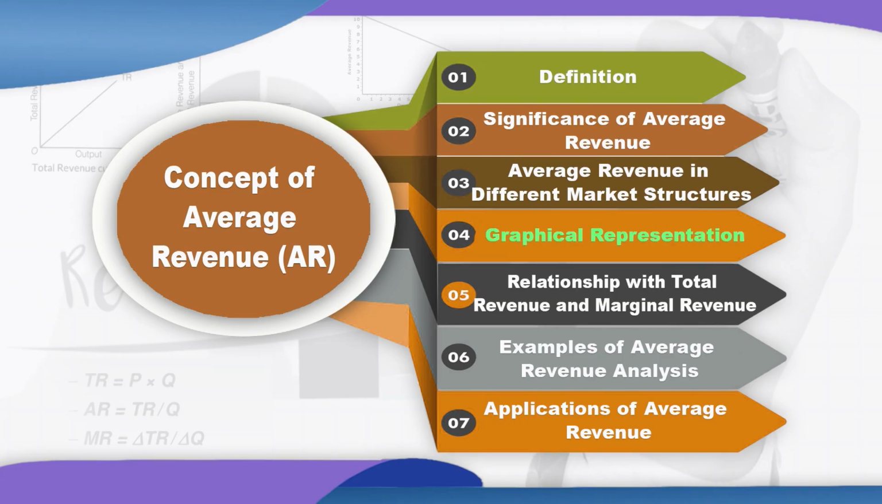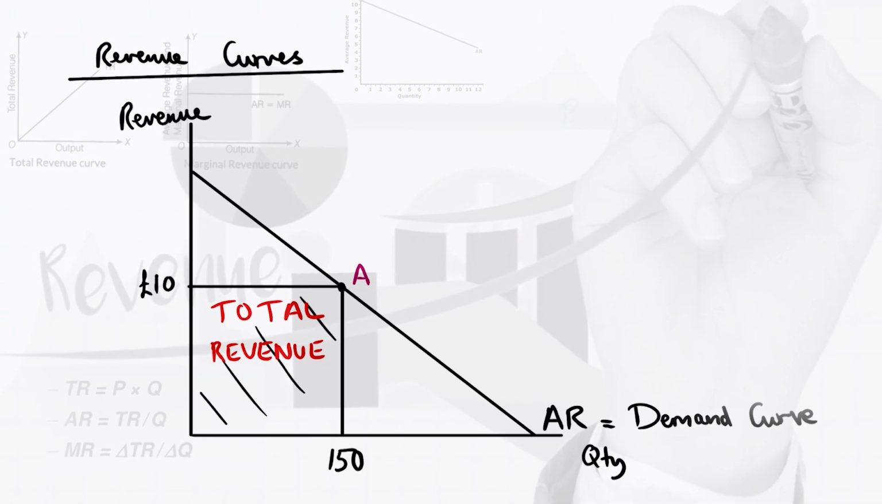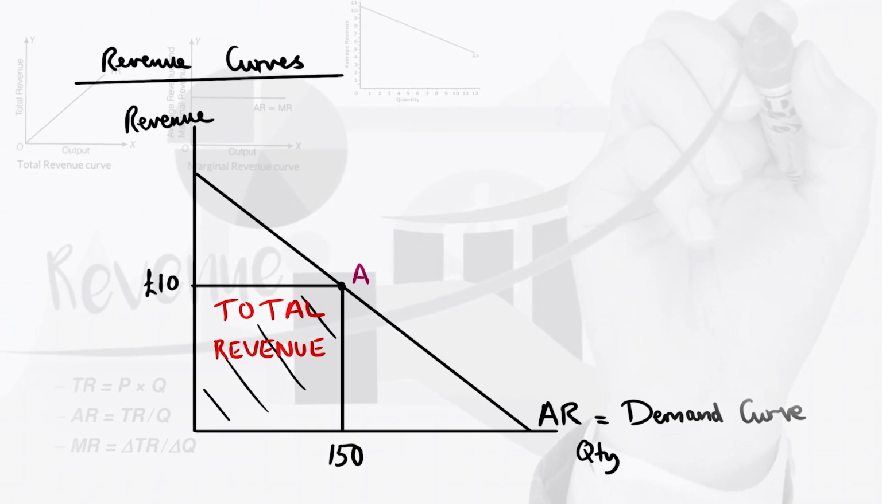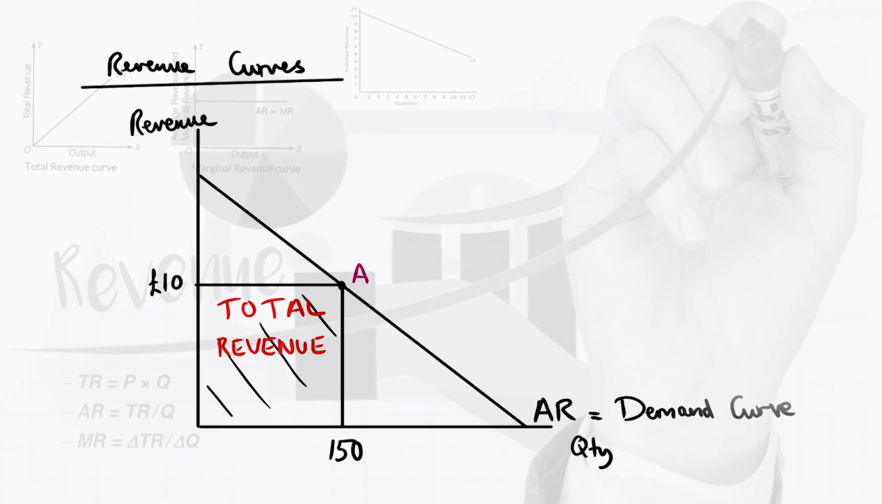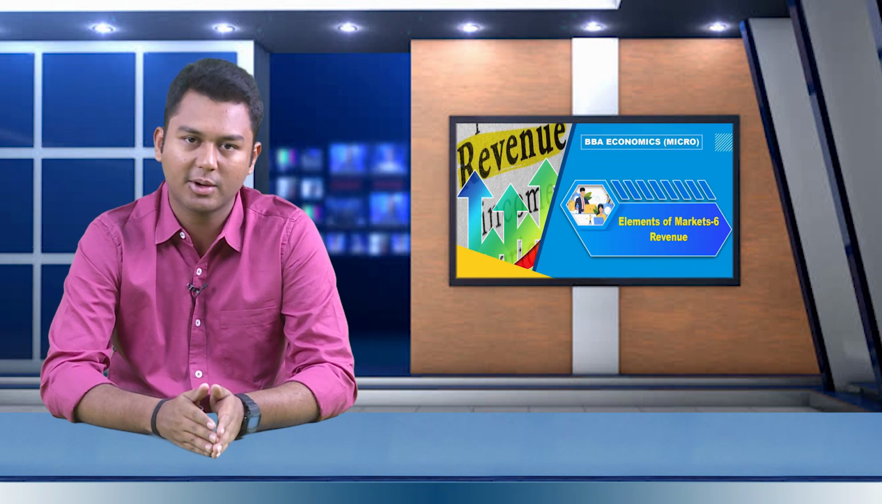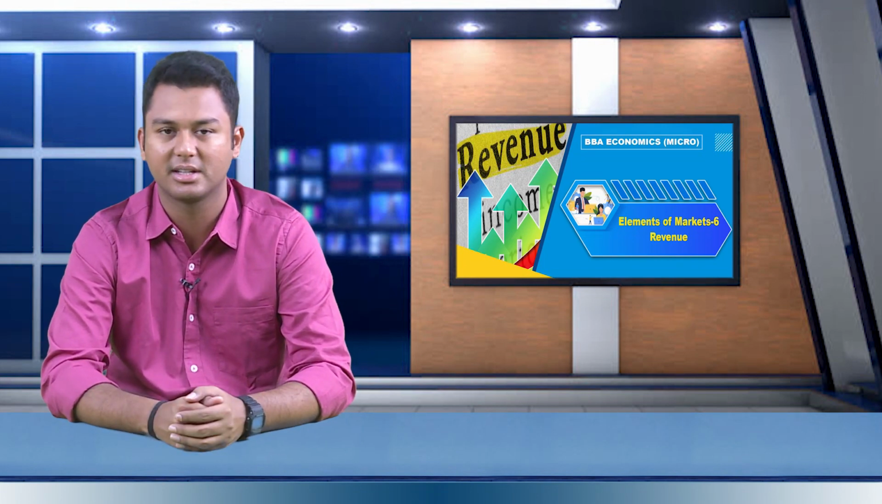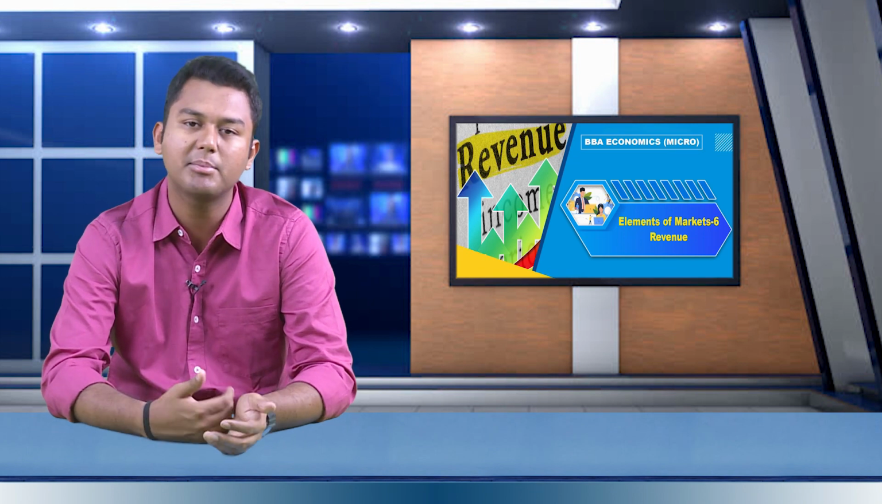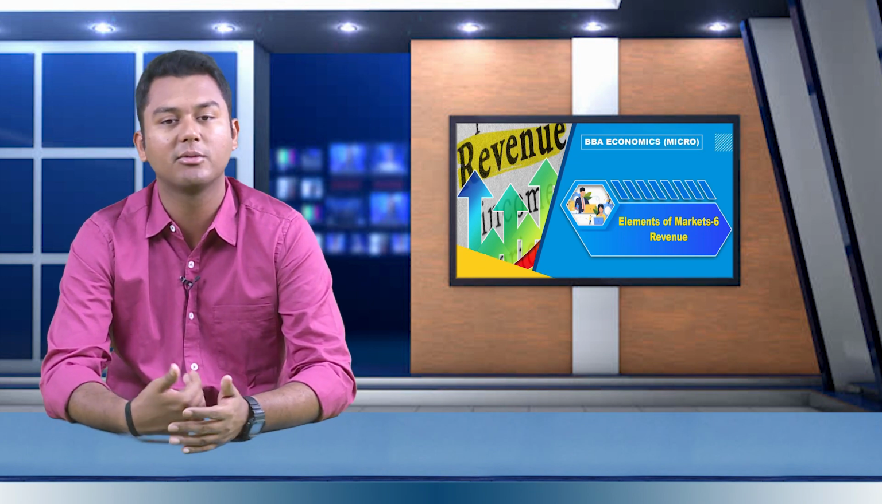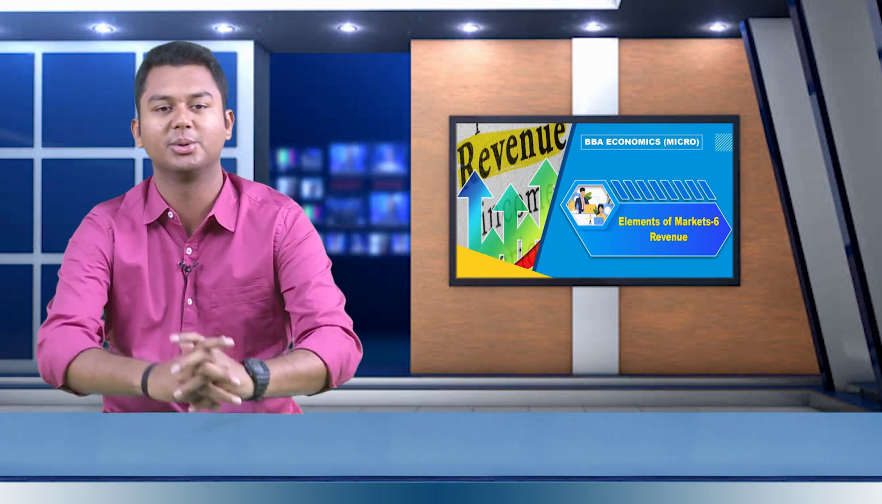The demand curve is downward sloping, indicating AR decreases as the quantity sold increases. If we imagine the graphical representation, then the quantity can be plotted on the horizontal axis, whereas the average revenue can be plotted on the vertical axis. In perfect competition, it will be a straight horizontal line reflecting constant price, whereas in imperfect competition, it will be downward sloping, reflecting inverse relationship between price and quantity sold.